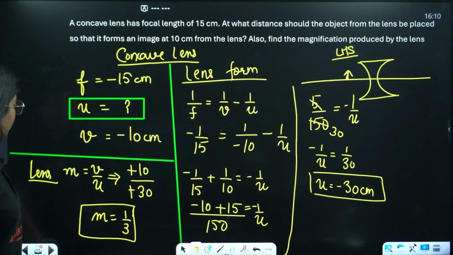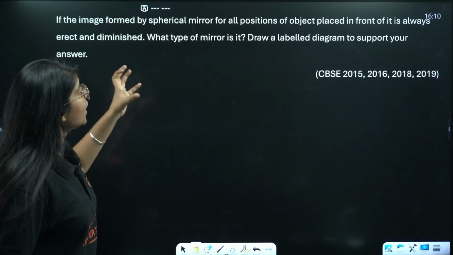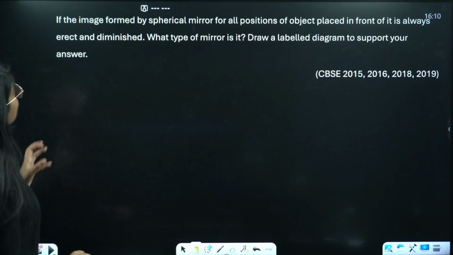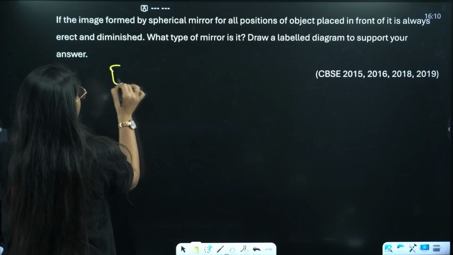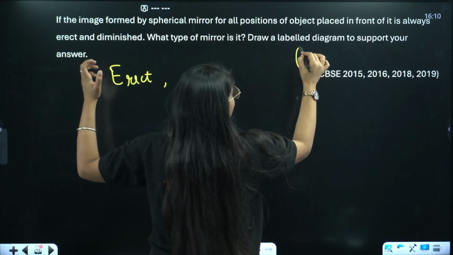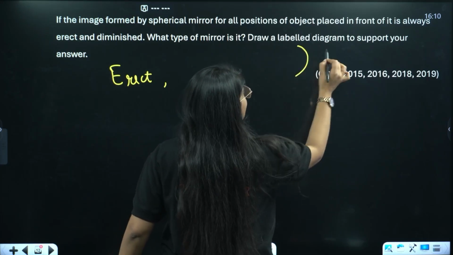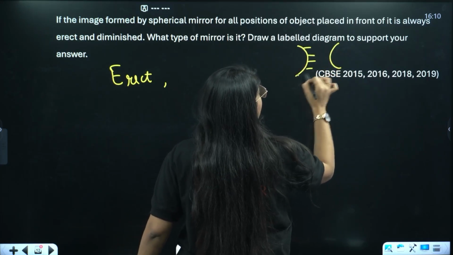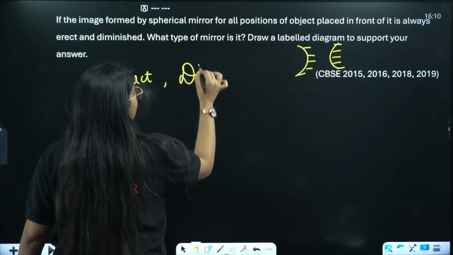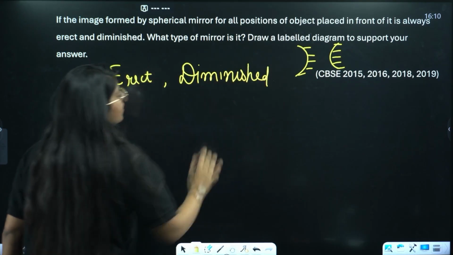Correct? Moving on. Next question says, if the image formed by a spherical mirror for all positions of the object placed in front of it is always erect and diminished, so my image that is forming by a spherical mirror, it can be either concave lens or concave mirror or convex mirror. So the image is always erect and diminished. Then what type of mirror is it?